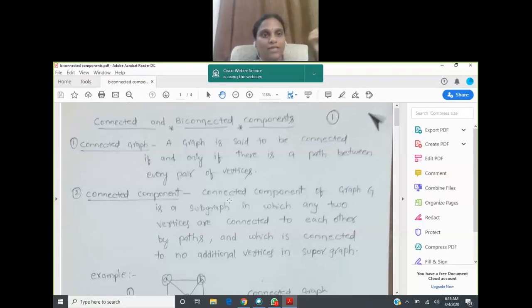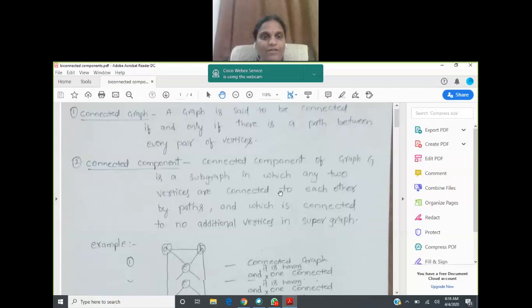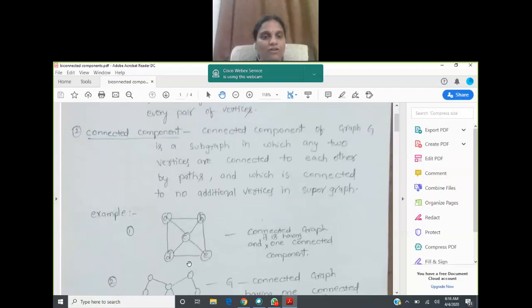So coming to the connected graph, a graph is said to be connected if and only if there is a path between every pair of vertices. For example, see this graph here. Here a total of 5 vertices are there. There is a path between each and every pair of the vertices. For example, consider A and E as one pair of vertices. There is a path from A to C and C to E. If you take any pair of vertices from the graph, there must be a path. Then such a graph is known as a connected graph, and this connected graph consists of only one connected component.